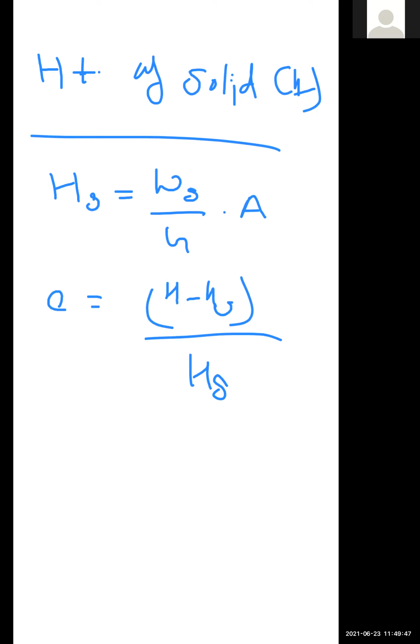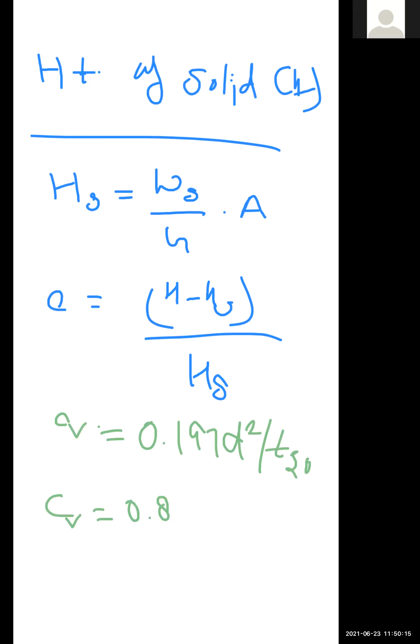Next, we can calculate the coefficient of consolidation, that is Cv. So Cv can be calculated at each pressure increment using the equation Cv equal to 0.197 d square by t50 for the log fitting method, and also Cv equal to 0.848 d square by t90 for the square root fitting method.